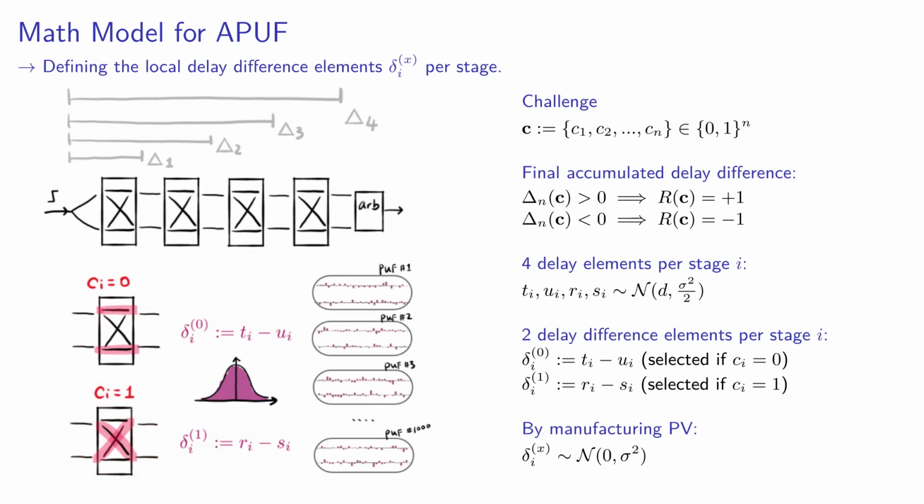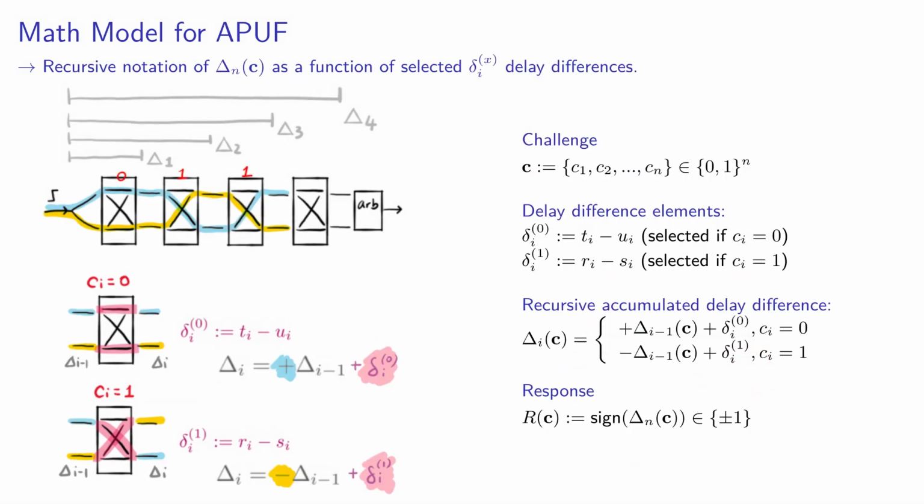This allows us to define delay difference elements, or deltas, which are named after the challenge bit that selects them. Small delta 0 at stage i is for the parallel tracks, and small delta 1 at stage i is for the crossing tracks. These represent the possible choices of delay differences to be accumulated at each stage i. As the difference of two IID normal random variables with a mean delay D, these deltas have a mean delay of 0.